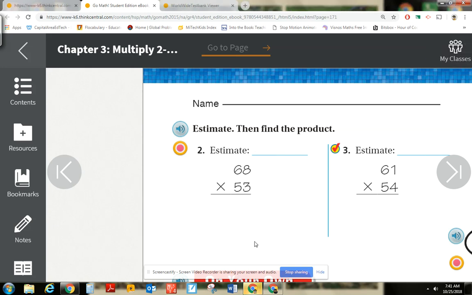61 times 54. So I'm going to estimate first. That will help me get a reasonable answer. So that's 60. 54 is close to 50. Now I'm going to multiply these, and it's going to be 30, and then 100, 2 zeros, so I move those 2 zeros. My answer should be about 3,000. If I'm kind of close there, I know that I'm probably doing some things correctly.